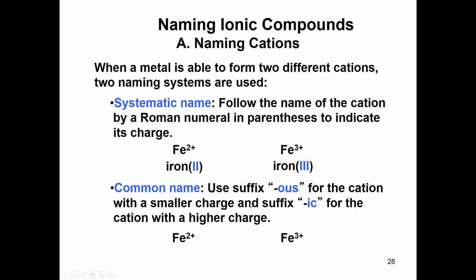If you use the common name, then you're going to end with OUS for the cation that's smaller in charge, and IC for the cation with higher charge. So to show this better, for iron it's called ferrous, so OUS would be the +2 charge because that's the smaller charge, and then for the +3 charge you have ferric.